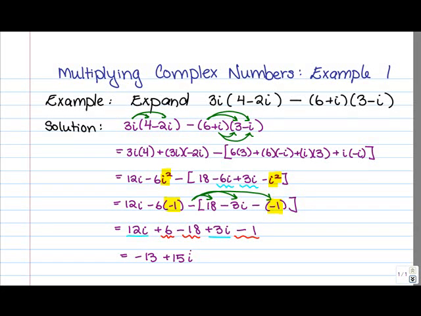Again, notice that all we did to complete this example is we used the same rules for expanding that we normally would, but we were just very careful to remember that i squared is equal to negative 1, and at the end, for combining terms, we combined real terms separately and imaginary terms separately to make up the two parts of our complex number.